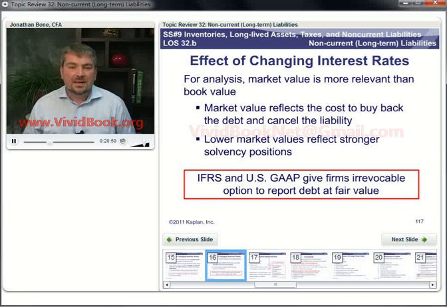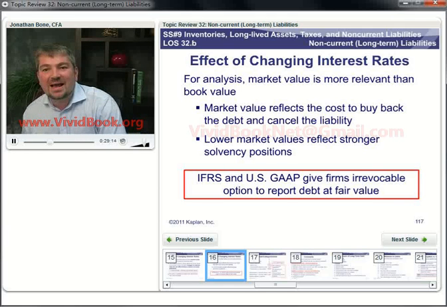Now note, both IFRS and US GAAP do allow companies to choose to report debt at fair value rather than amortized cost. But it's an irrevocable, one-way decision. Once you choose to report at fair value, you can't then go back to amortized cost. Okay, so just be aware that you can elect to report at fair value rather than amortized cost.